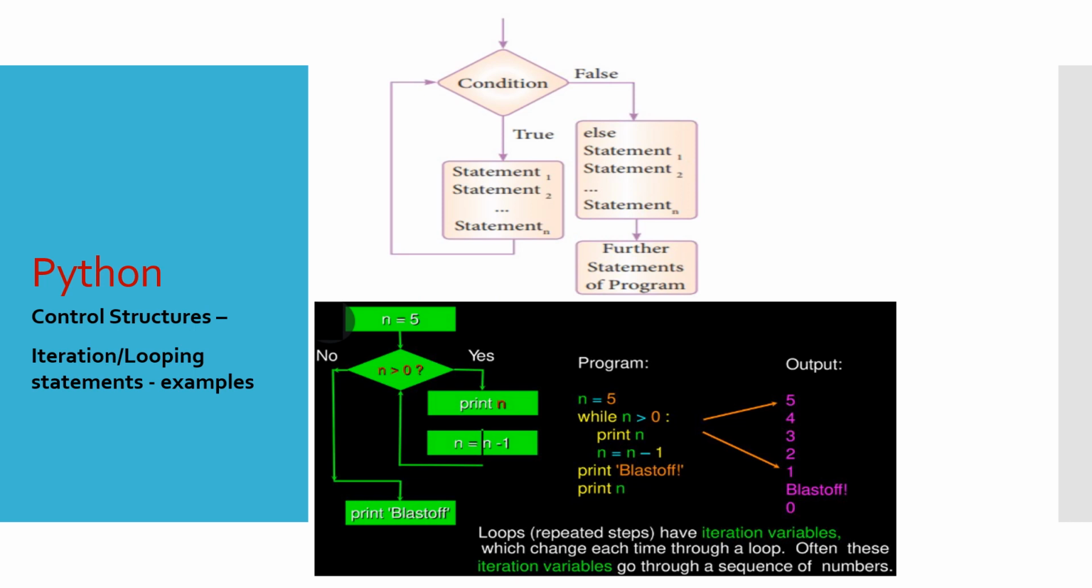Loops normally will have iteration variables which change each time through a loop, and in this case n is the iteration variable. You can see the value continuously changing, so it will automatically go in a loop in such a way the programming code is written. So you can try this out as well as part of your practice.